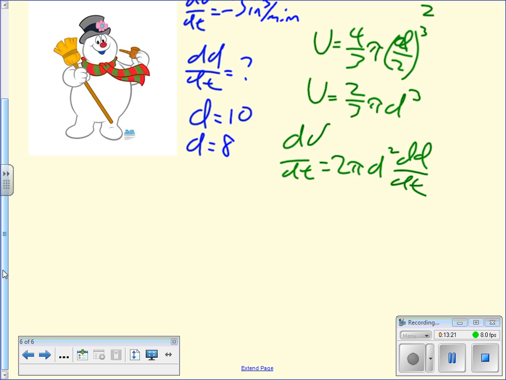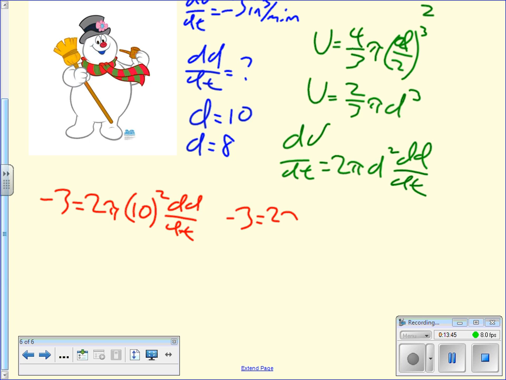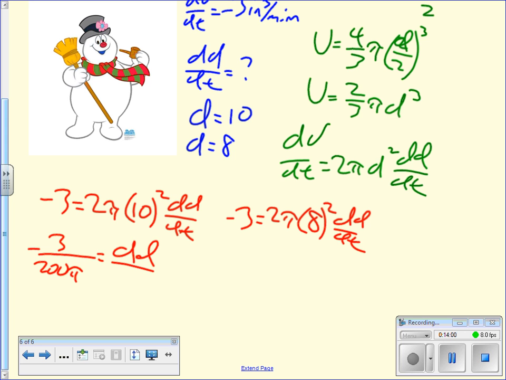And now I start plugging in values. All I have to do from here is evaluate, and I have to do it twice. So I have negative 3 is equal to 2 pi times 10 squared dD/dt. And then the same thing again: negative 3 equals 2 pi 8 squared dD/dt. So 10 squared is 100, times 2 is 200, so that's negative 3 over 200 pi equals dD/dt. 8 squared is 64. 64 times 2 is 128, right? So I get negative 3 over 128 pi equals dD/dt.